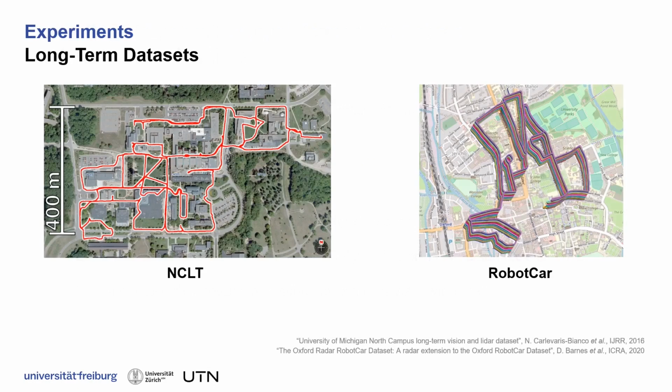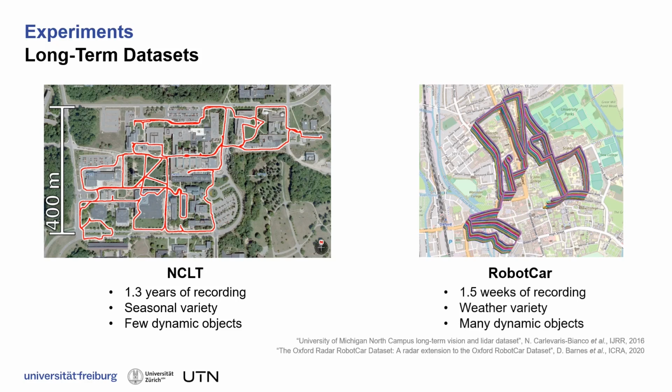To evaluate our approach, we use 2 long-term datasets, NCLT and Oxford RobotCar. The NCLT dataset spans 1.3 years of recordings across different seasons, but it includes only a few dynamic objects. In contrast, the RobotCar dataset covers 1.5 weeks of data, captures a range of weather conditions, and includes numerous dynamic objects. In this video, we present results on NCLT. For RobotCar, we kindly refer to the paper.